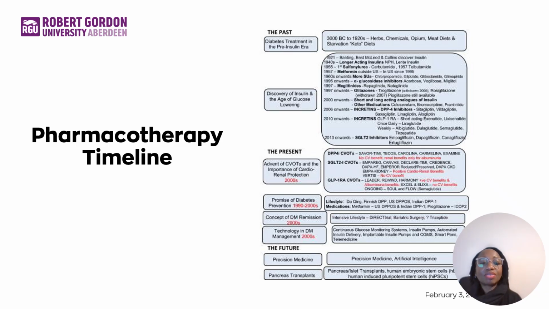Okay, and then in the 2000s, some people have been able to achieve remission with type 2 diabetes, and there are some trials that allude to that. And then technology advancement has also captured a few other treatment options, with advancements like insulin pumps and continuous glucose monitoring significantly changing the landscape of diabetes management. In the future, we're looking at precision medicine and artificial intelligence to guide us better, but there are also some trials showing promise with pancreatic transplantation.